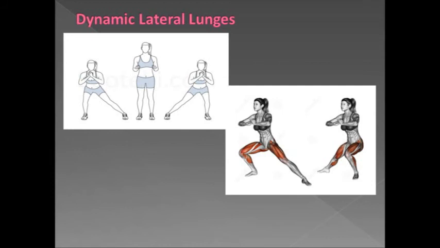Then we have the dynamic lunges. So stand straight, then lunge to your right side, then left. Yan, alternate lang din naman. So the target muscles are the abductors and quadriceps. Also the gastrocnemius, yan, and the smaller muscle known as soleus.